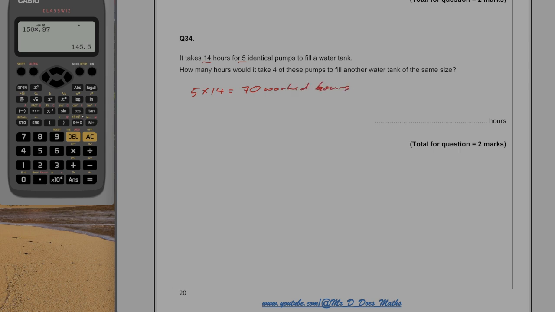So that means it would take one machine 70 hours. If we want 4, we're going to be doing 70 divided by 4, which would be 17.5, I think. So 70 divided by 4 gives us 17.5.